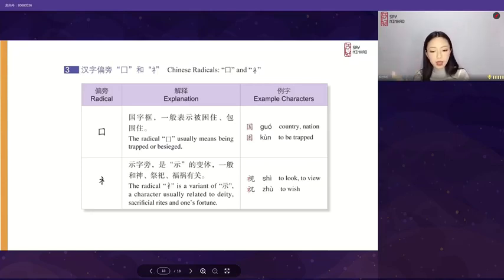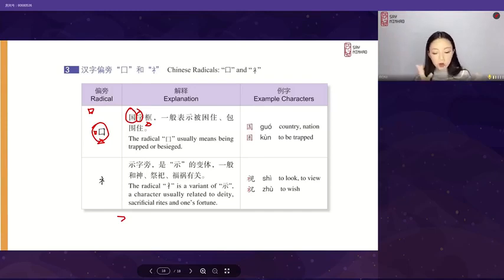First one is the 国字框. We just saw it in 国. 国 means country. And 字 means character. 框 means frame. So this is the radical 国字框. It looks like 口, right? But it is different. This one is bigger and 口 is smaller, if compared to 国字框, radical 口.